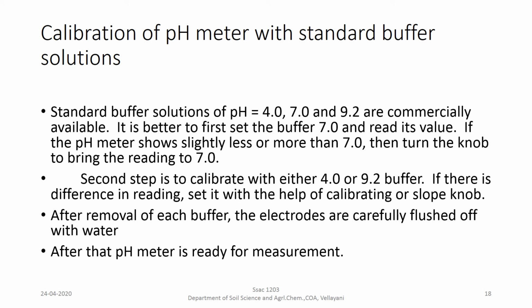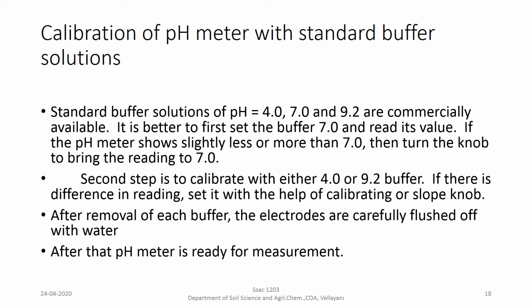It is better to first set the buffer 7 and read its value first. If the pH meter shows slightly less or more than 7, then turn the knob to bring the reading to 7.